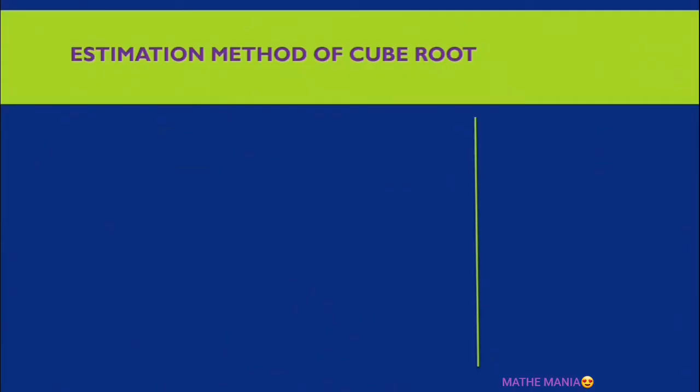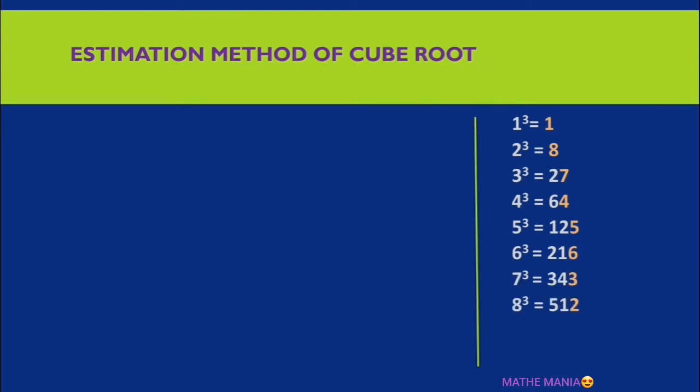In order to apply this method, you first need to know the cubes of the first 10 natural numbers. So let us quickly write down the cubes of the first 10 natural numbers on the side for our reference. 1 cube is 1, 2 cube is 8, 3 cube is 27, and so on. So our list is ready. Now let us see how we can find the cube root of any number.